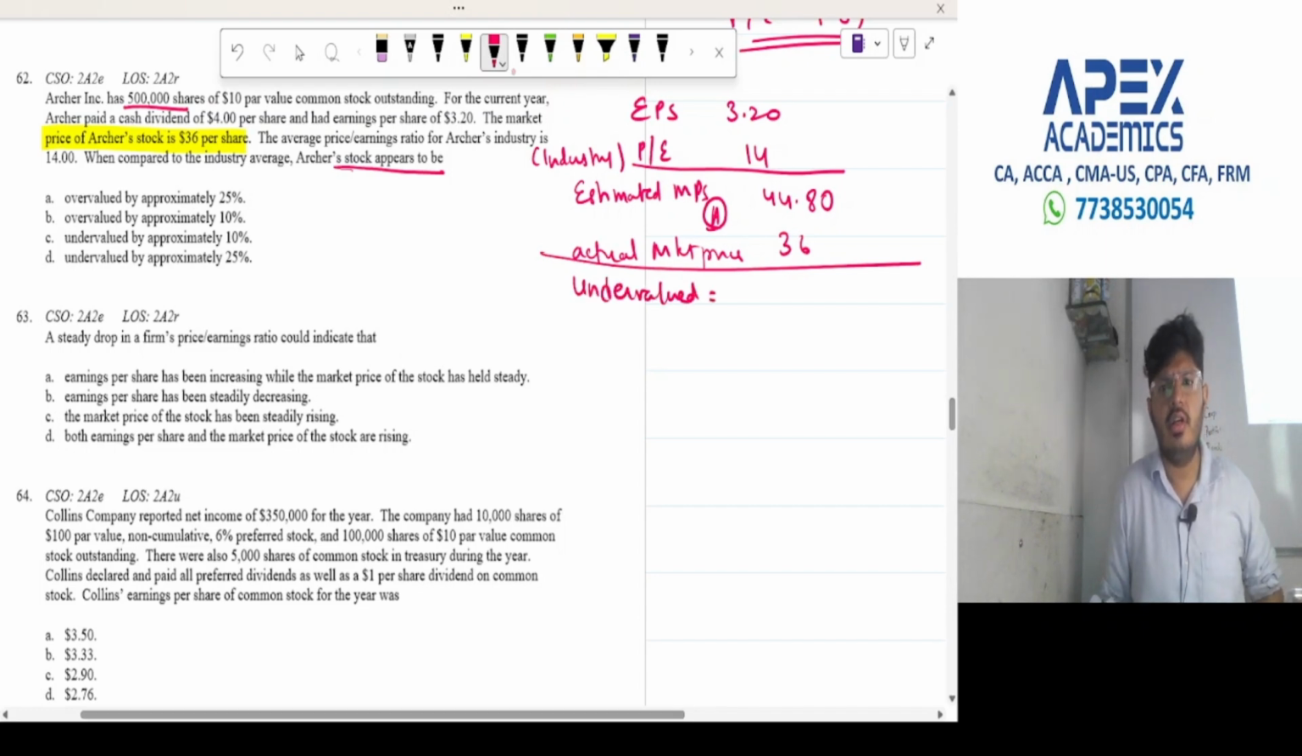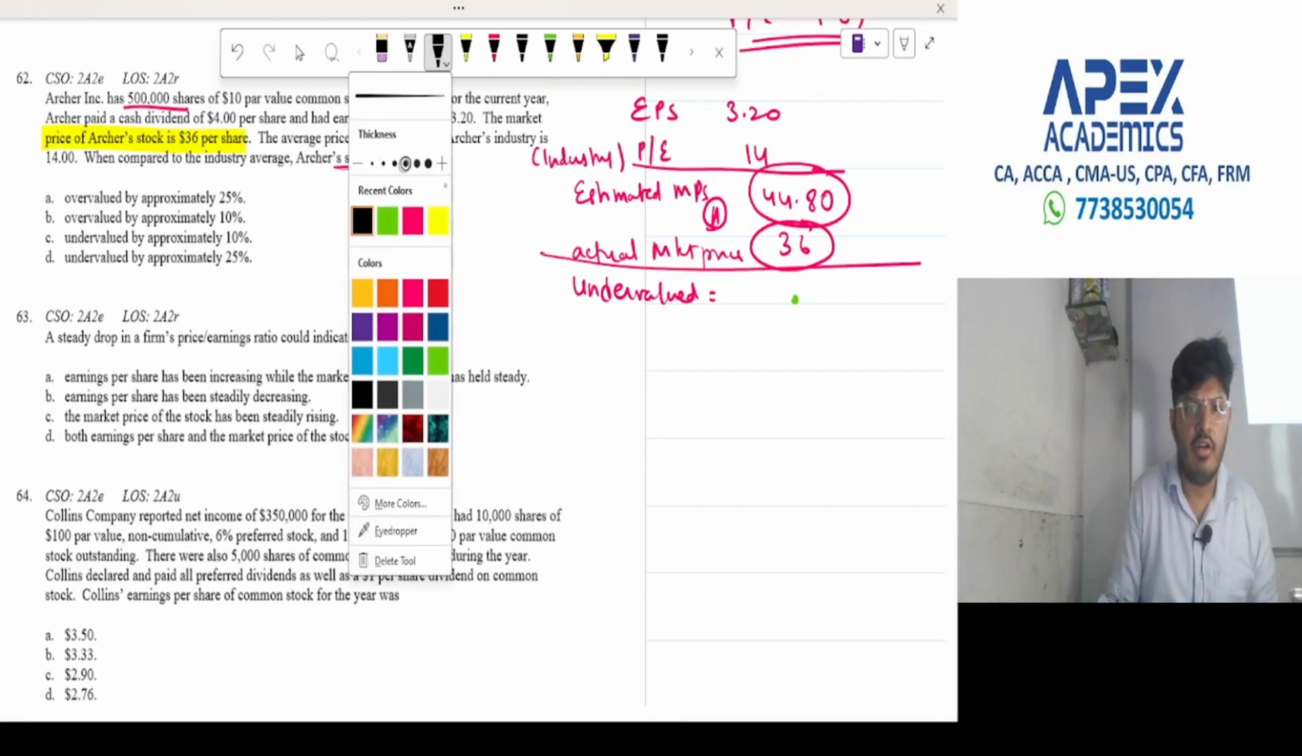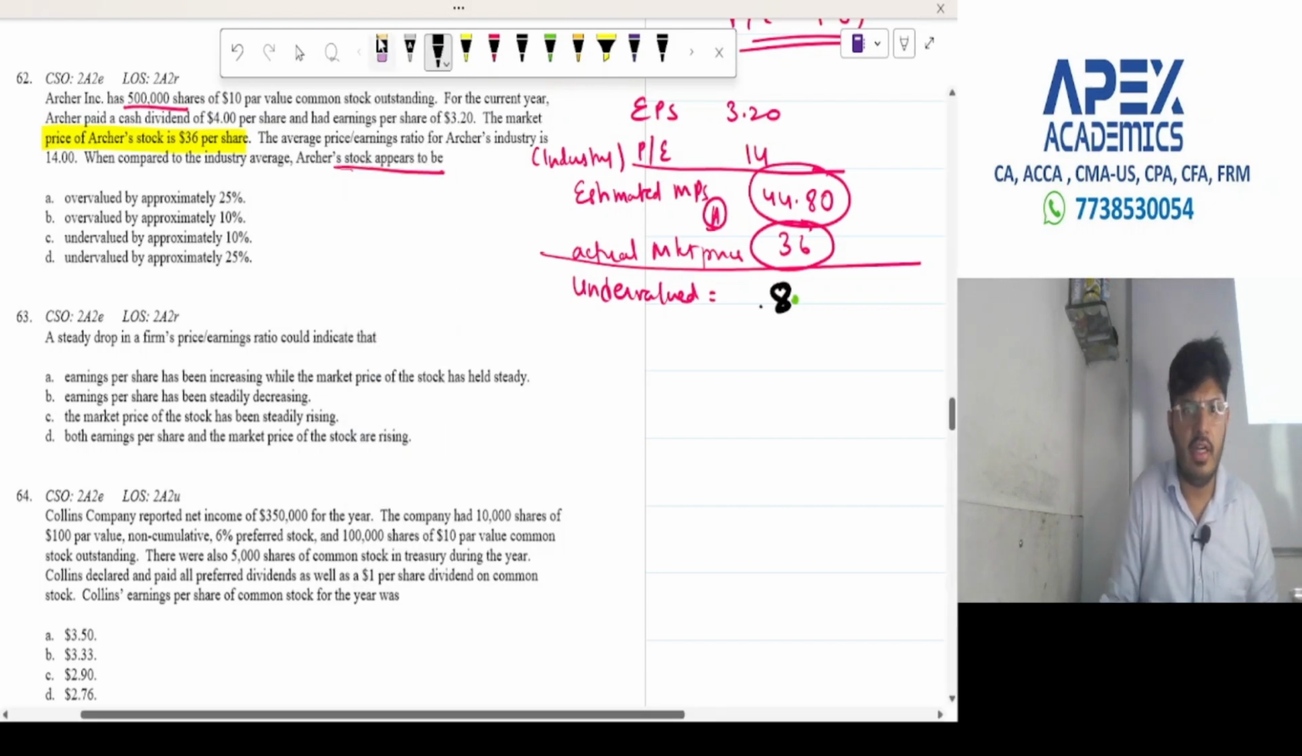Use your brains. Sir, as per your calculation, what is the reality? Is it lower or higher? Sir, it is lower. It is undervalued. Undervalued by how much? Sir, 8.8. Agreed or disagreed? It is undervalued by 8.8.